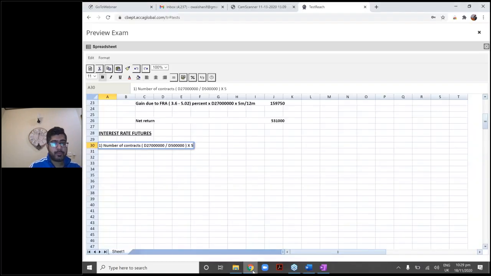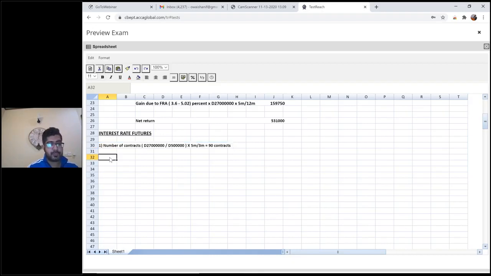What is the time period of borrowing? You're borrowing or depositing for 5 months, over 3. Why 3? Because these contracts expire every 3 months: March, June, September, December. So we get the number of contracts as 90 contracts. This is the first step to find the number of contracts.